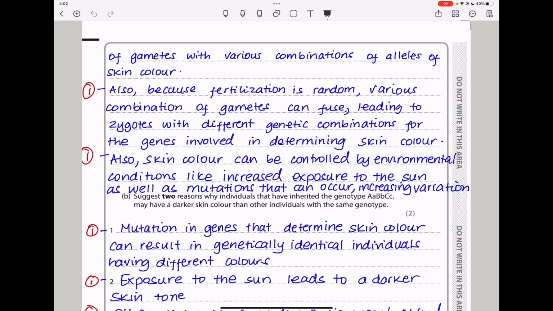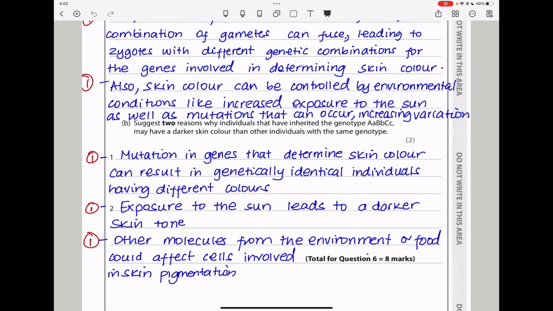And finally, skin color can be controlled by environmental conditions like increased exposure to the sun, as well as mutations that could occur, and these could all increase the variation that we have observed among the offsprings. Down here they say, suggest 2 reasons why individuals that have inherited the genotype AA, BB, CC may have a darker skin color than other individuals with the same genotype.